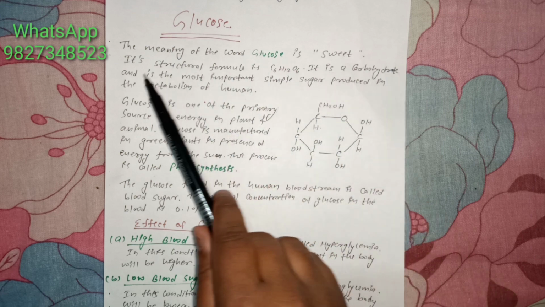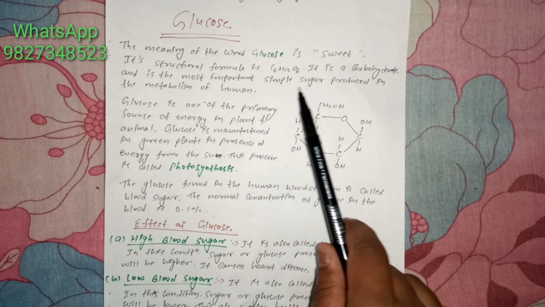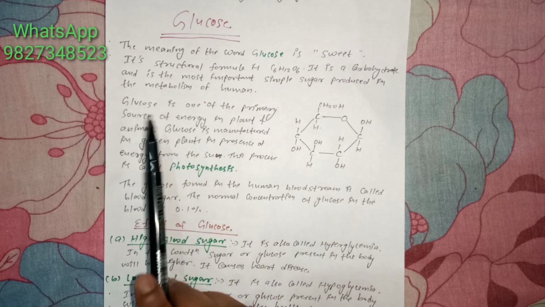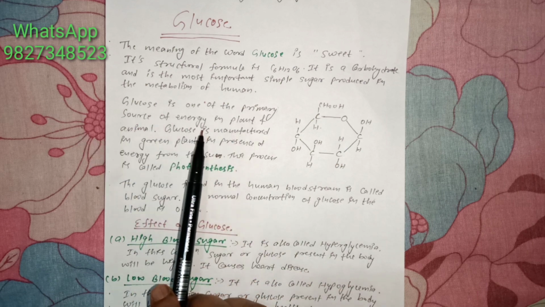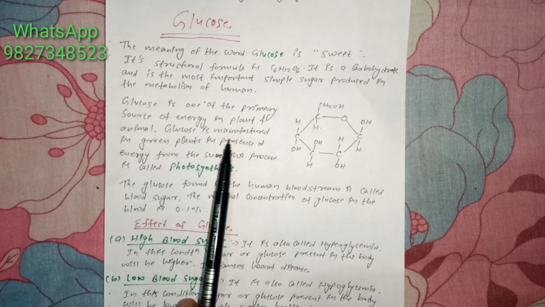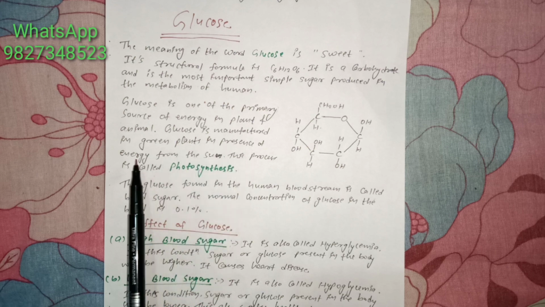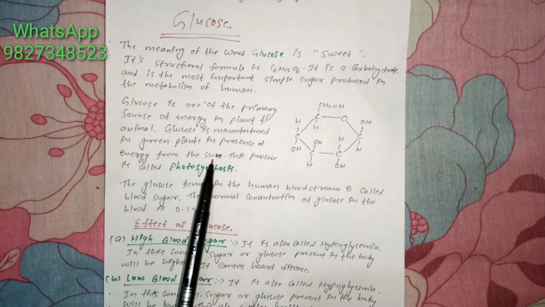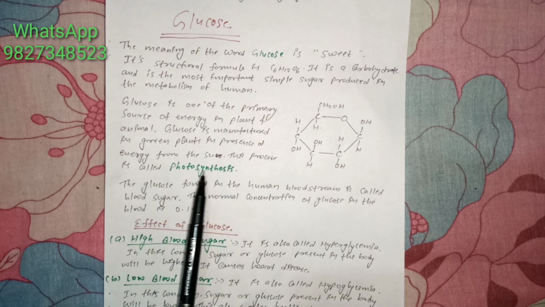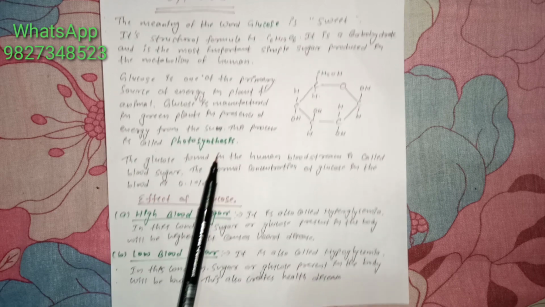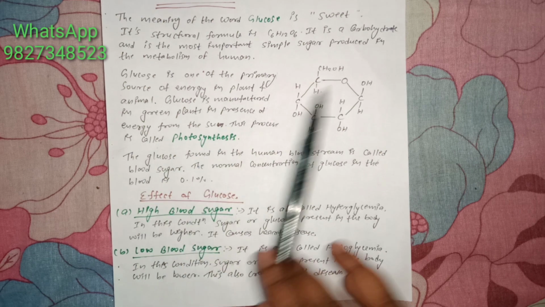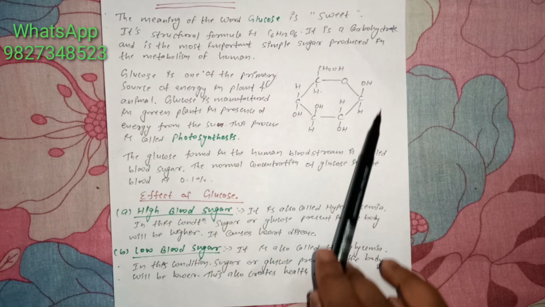It is a carbohydrate and is the most important simple sugar produced in the metabolism of humans. Glucose is one of the primary sources of energy. We can get energy from glucose, in plants as well as in animals. Glucose is manufactured in green plants in the presence of energy from the sun, and this process is called photosynthesis. We all know about photosynthesis, right? So in photosynthesis glucose is manufactured in plants, and this is the structural formula for glucose.